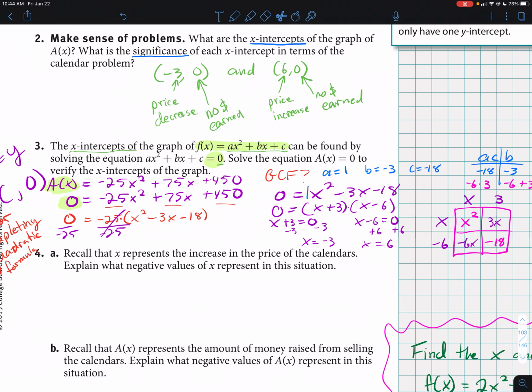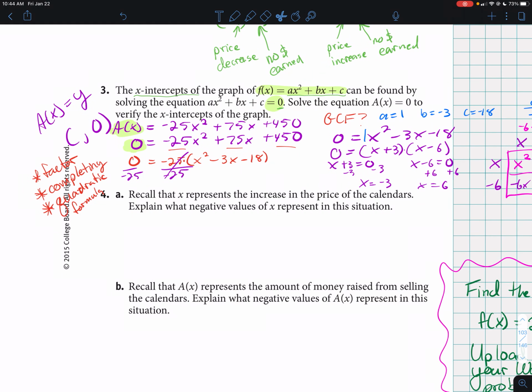So, just to recap, I set the equation equal to 0, and then I factored it. I solved it by factoring. So we got negative 3 and 6.